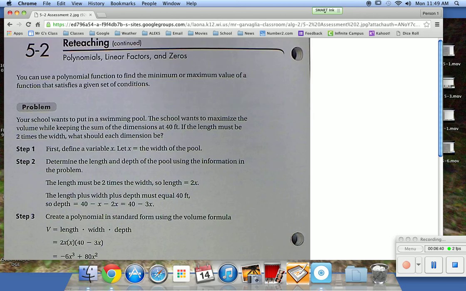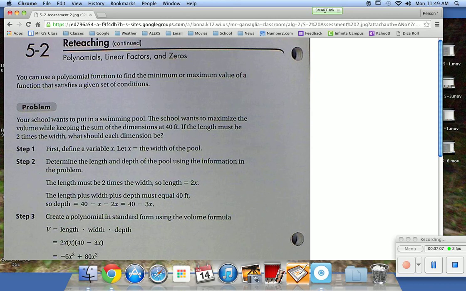No, you're going to start using a little bit of word problems to this. It's the same thing, guys. Don't get worked up by it. Same stuff. Okay? Your school wants to put in a swimming pool. The school wants to maximize the volume while keeping the sum of the dimensions at 40 feet. The sum of the dimensions.